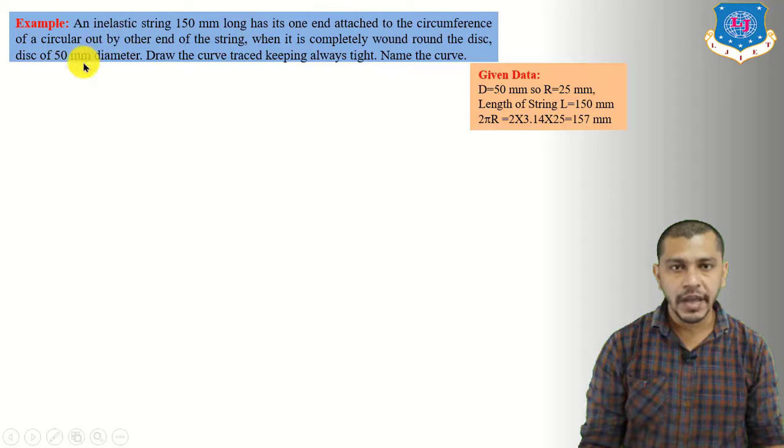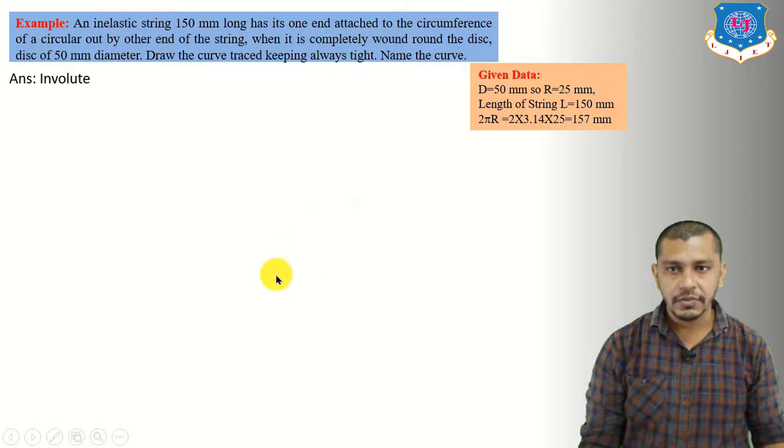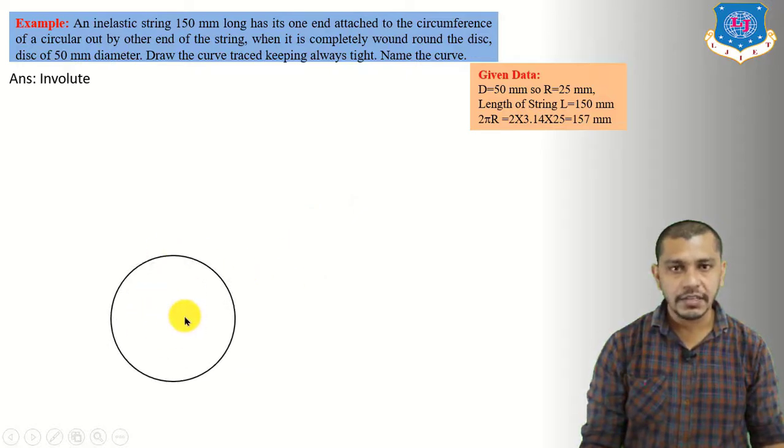If we measure 2 pi r, which is the circumference of the circle, it will be equal to 157 mm. So right now the string length is less than 2 pi r. Now let's see what we will do if the string length is less than 2 pi r. It is also asked to name the curve, and as we know, the name of the curve is involute.